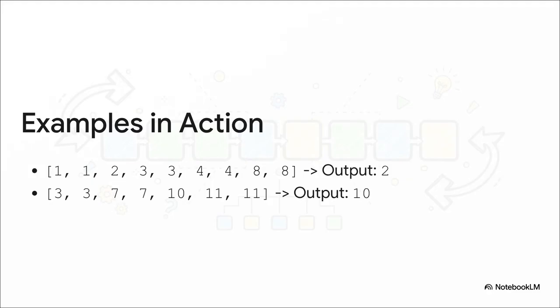Let's make this real with a couple of examples. Look at this first array. You can probably spot it, right? The number 2 is the odd one out. And in the second one, yep, it's 10. It's super easy for us to just scan it with our eyes. But the real question is, how does a computer find it efficiently?